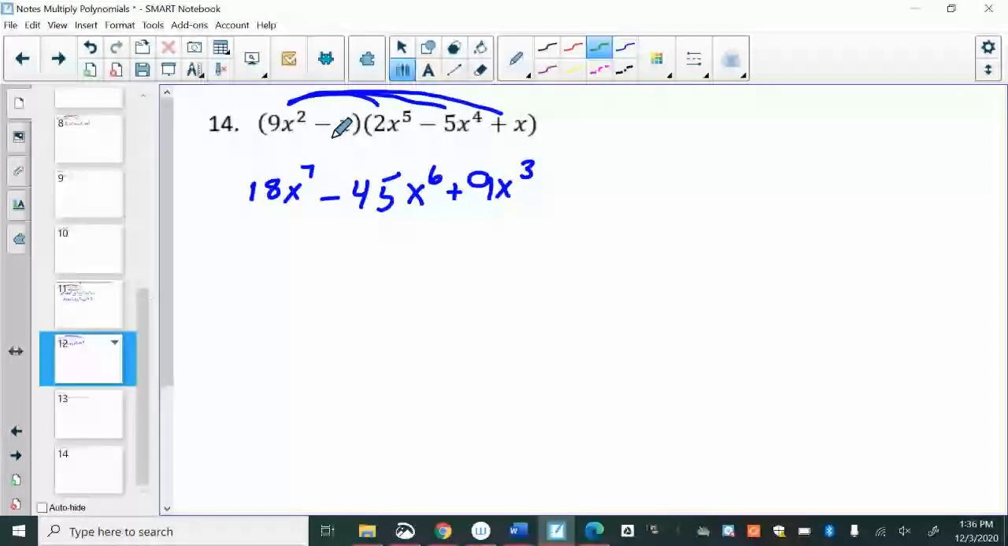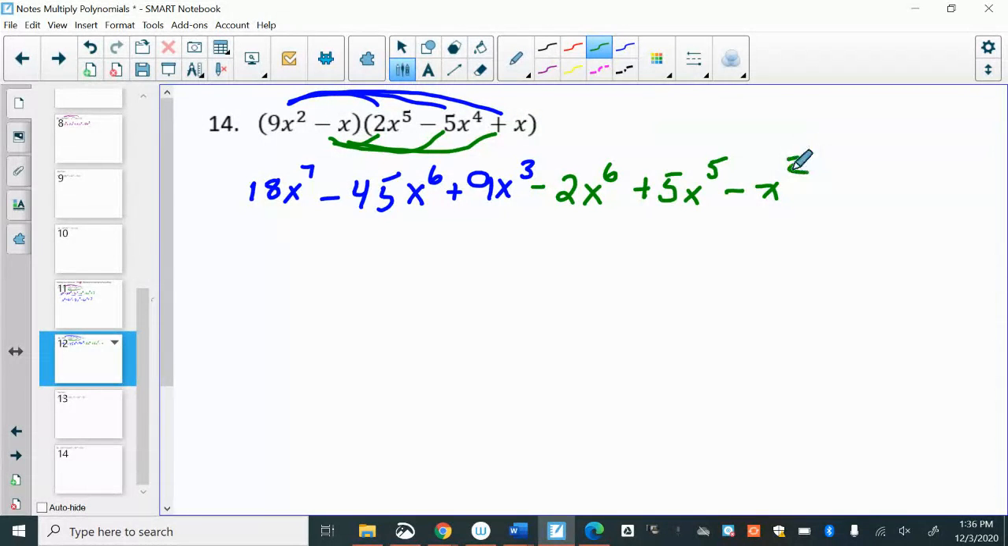And again, then we're going to go ahead and take the second term and multiply it to all three, hence the name me-b. It's going to get you minus 2x to the 6th, because 1 plus 5 gets you 6. Negative times a negative is going to get us a positive 5x to the 5th. And then negative x times x is going to get us negative x squared.